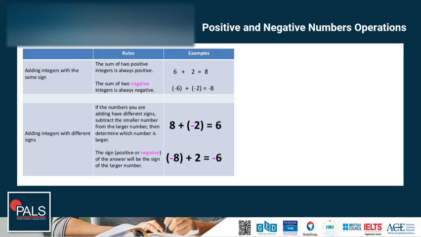The second example, negative 8 plus 2 is equal to negative 6. So again, subtract. 8 minus 2 is 6. Since the sign of the larger number, negative 8, is negative, the sign of the answer is negative. So it's easy to remember, right? It's easy. So okay, let's try some other examples.